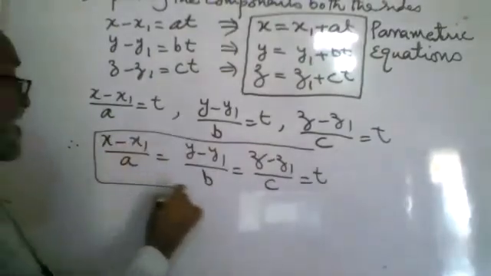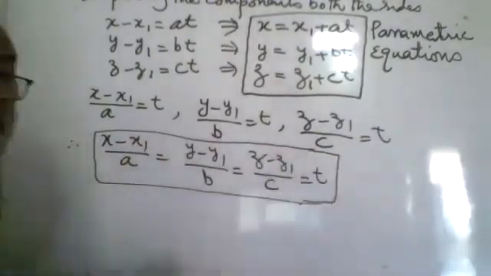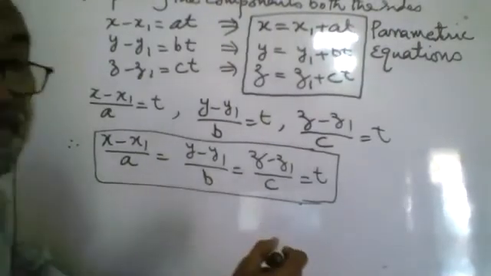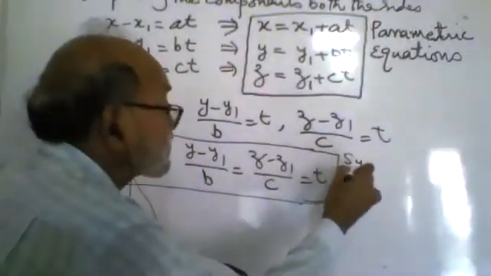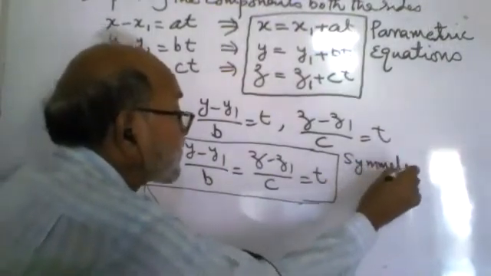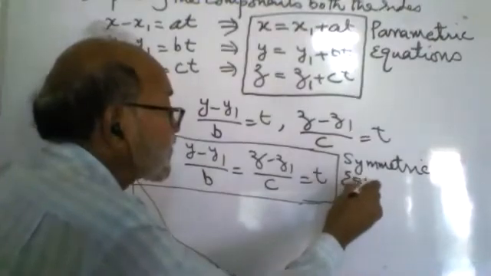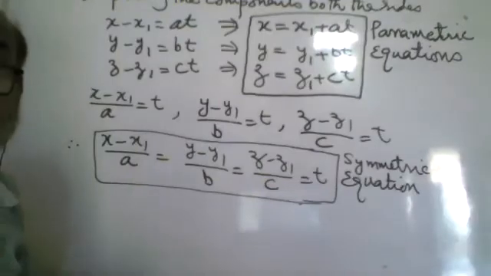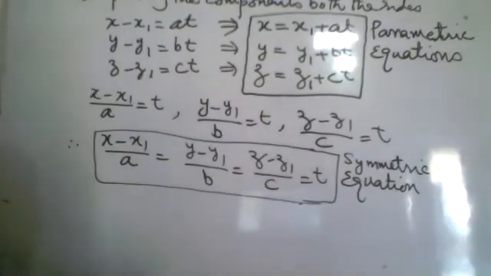This is called the symmetric equation. X minus x1 upon a is equal to y minus y1 upon b is equal to z minus z1 upon c is equal to t. This is called the symmetric equation.